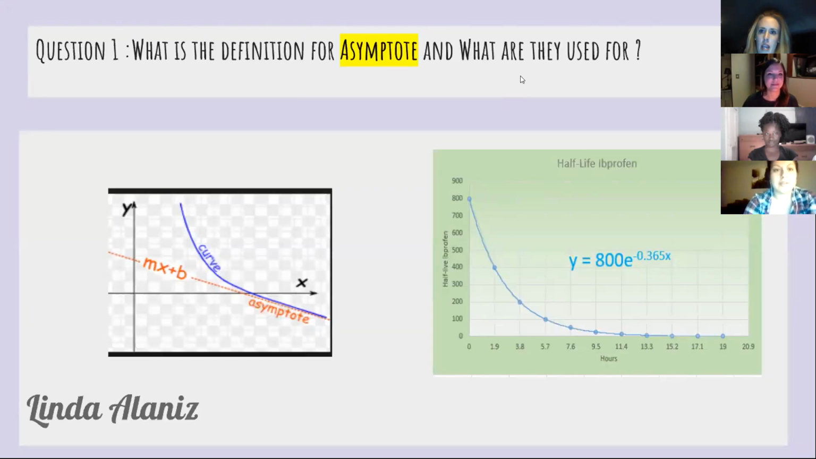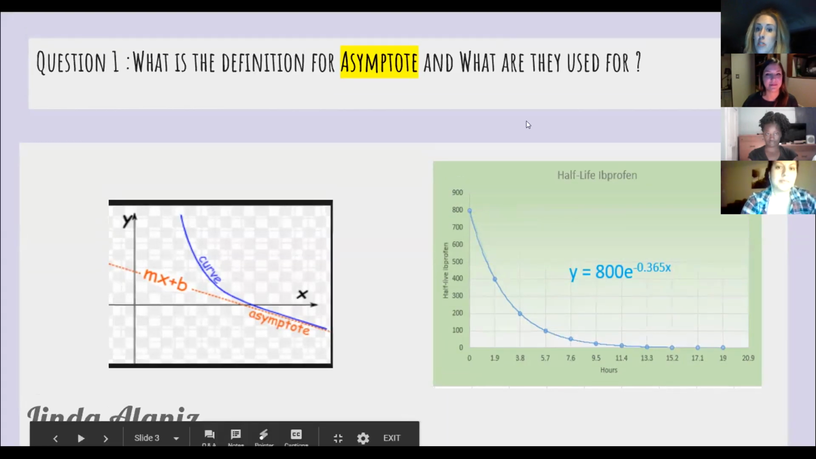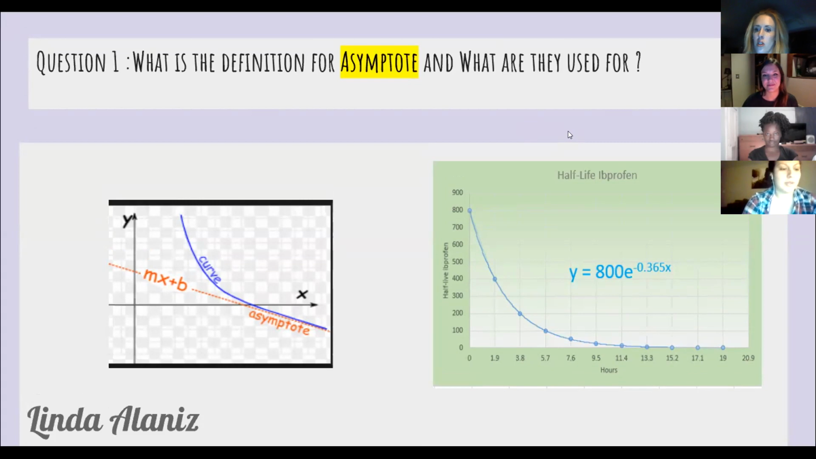Linda, I have a question for you. What's the definition for an asymptote and what are they used for? Okay, an asymptote is a line that continually approaches a given curve but does not meet it at any infinite distance. An asymptote can be a horizontal, vertical, or slanted line that a graph approaches but never touches, and it conveys information about the behavior of a curve in the large. Determining the asymptote of a function is important to sketching its graph.